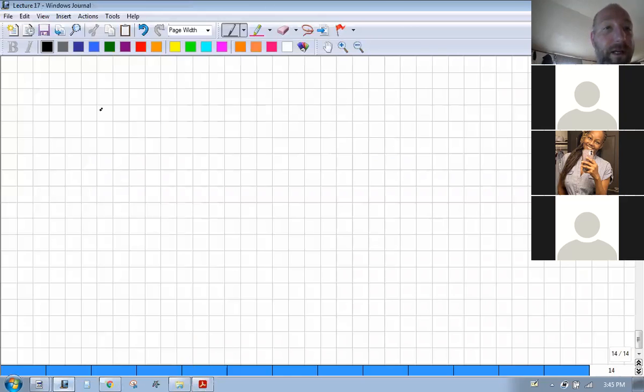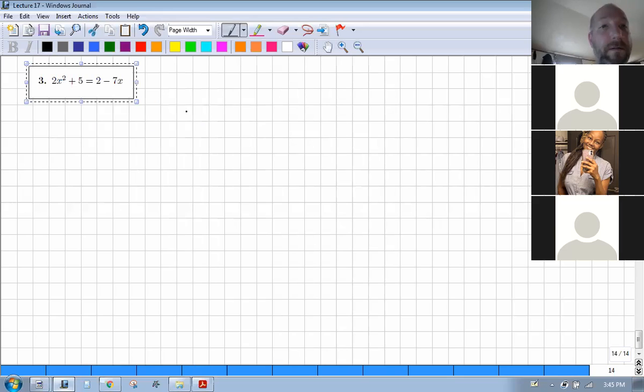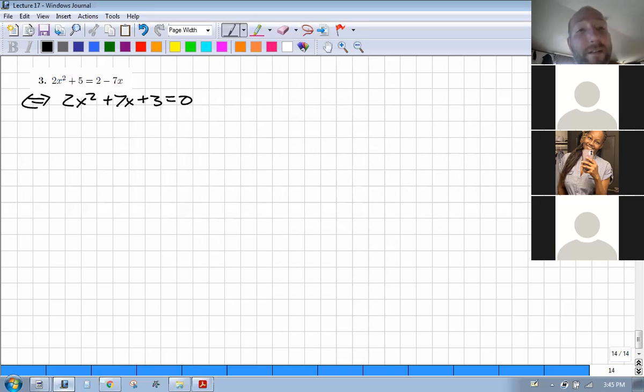With number 3 here. All right, we need to put this guy into standard form. So that is equal to that if and only if this is equal to 0. All right, to factor this, I can't really eyeball it because of that 2 there. So let's use our trick.